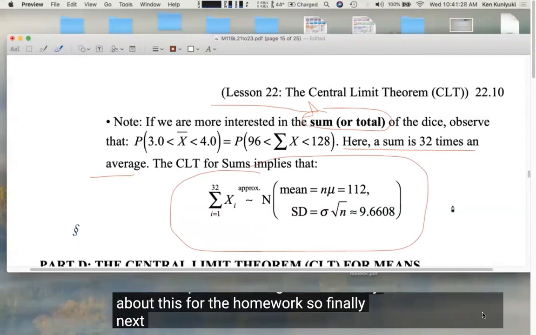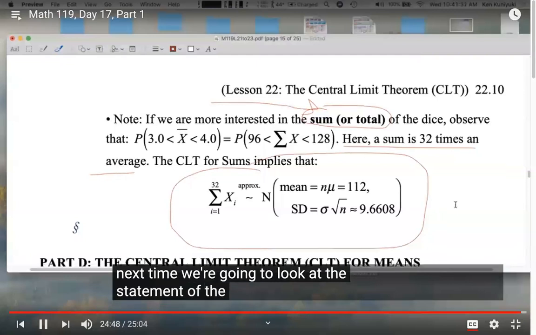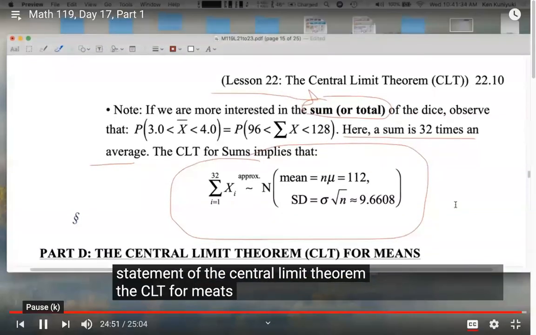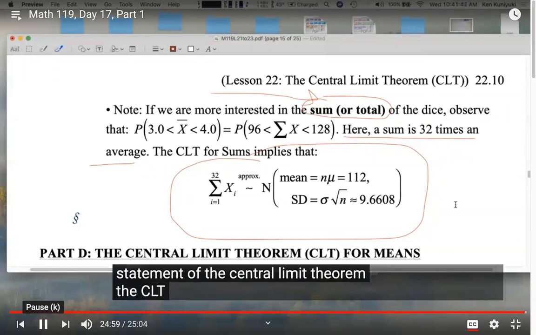So finally, next time, we're going to look at the statement of the central limit theorem, the CLT for means. We've seen bits and pieces. We've even seen applications to examples. But what is it? What is the statement of the central limit theorem, the CLT for means? That big guy is next time.